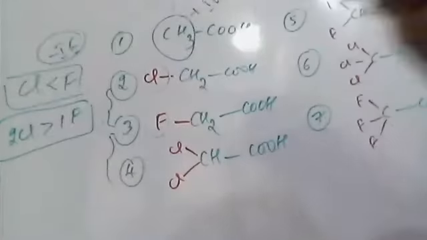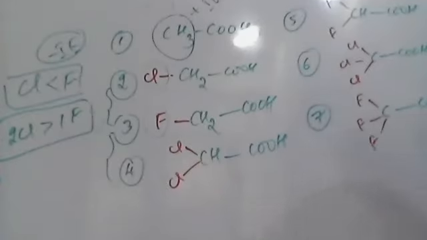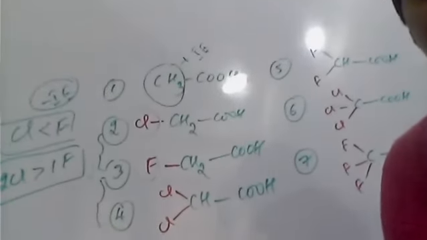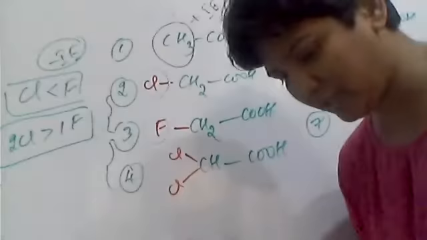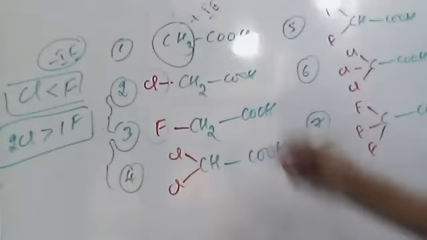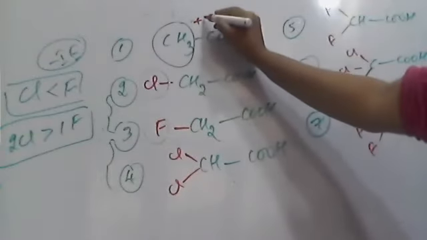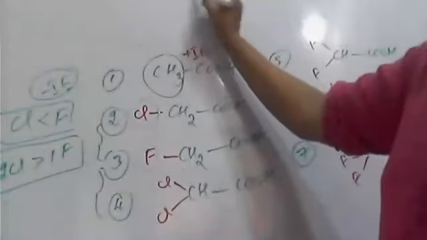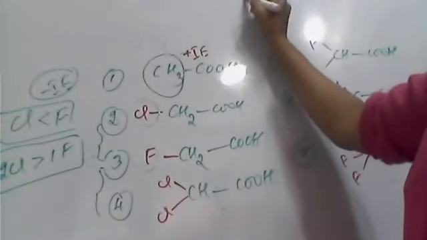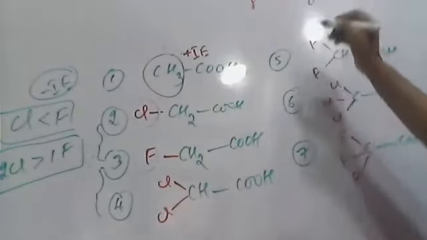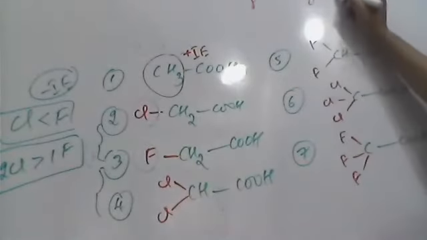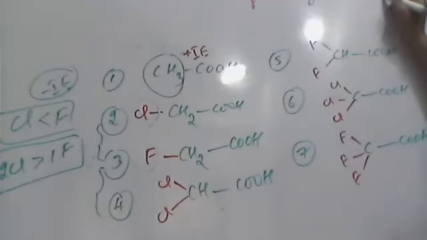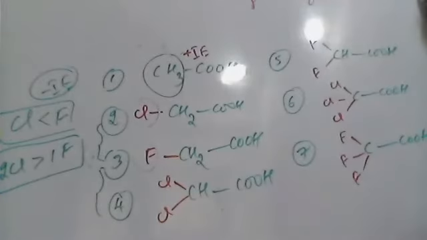Now we have to write the order. Simply, first tell me, among them which is the weak acid? Okay, the order we write is increasing order. Yes, very good. Now I'm writing the order of acidic nature, that is, increasing order of substituted acetic acids. Okay, so simple.